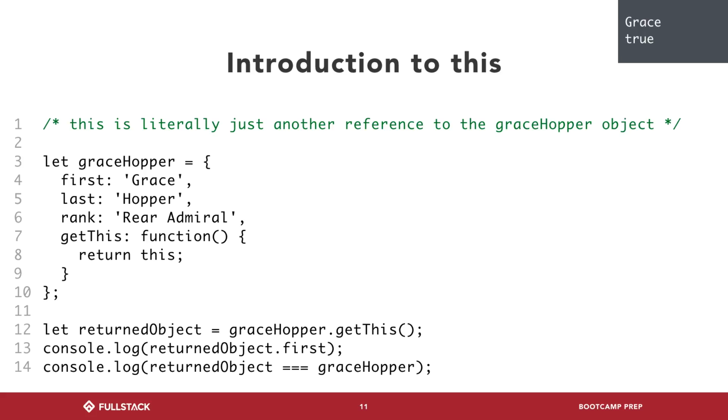So when I talk about this object dot first, it's just Grace. The point of this is to prove to you that this really does become a stand-in for this object. They are one and the same thing. And in fact, we really drive that point home with this last statement here, where we compare returnObject, or this, to GraceHopper, and what we get is true. These two things are triple equals true.